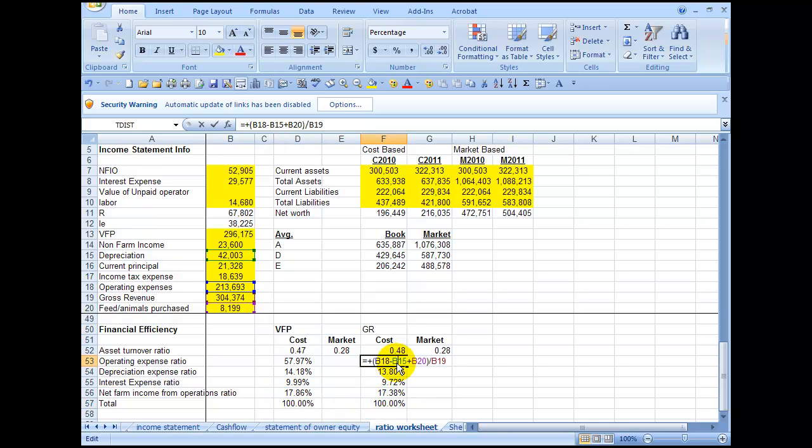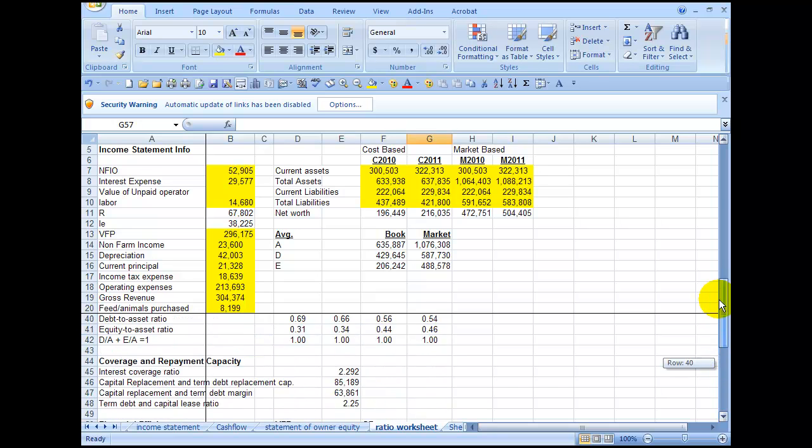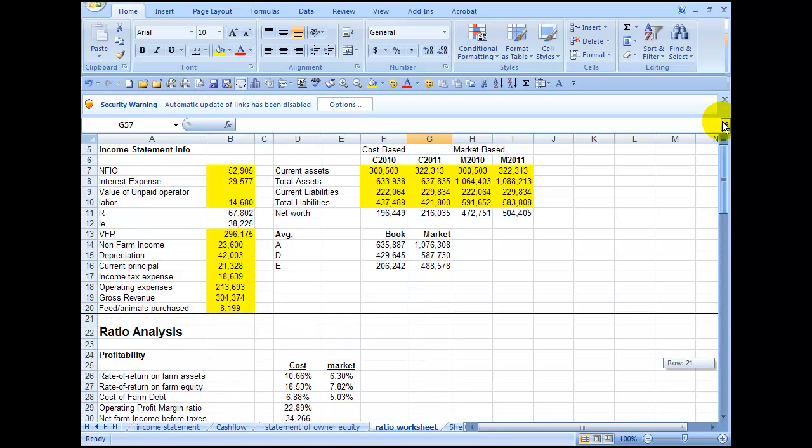Most of the mistake that I see here is students won't remember to add in those other expenses, and so you'll get something that doesn't quite add up to 100% here. And that's because we didn't include the feed and animals purchased. So there you go. So now we've completed how to calculate all your different ratios, and you're ready to go.